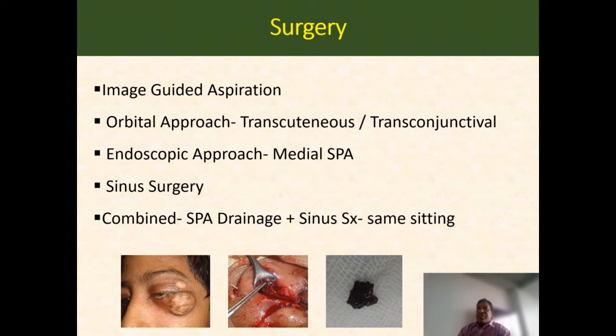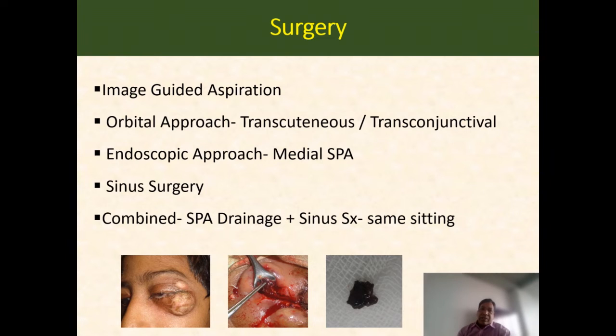The aim of surgery is to decompress the optic nerve and to obtain material for identification of the organism and antibiotic sensitivity. Many patients will not need sinus surgery at the time of the subperiosteal abscess drainage. However, if needed, the orbit and sinus can usually be drained simultaneously. Medial subperiosteal abscess can often be drained endoscopically. The surgical approach depends on its location, the preference, and training of the surgeon.